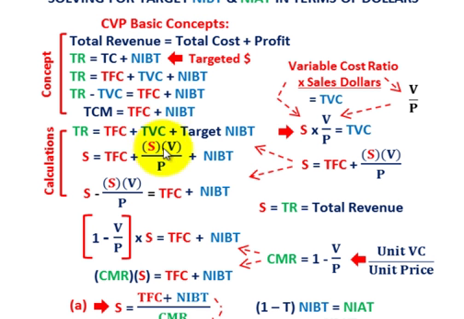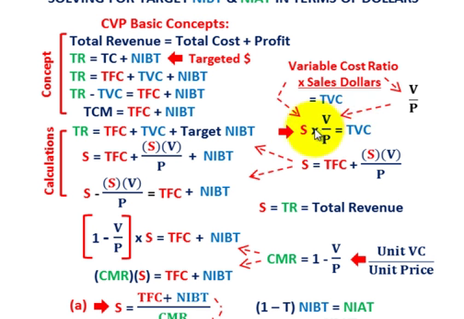Let's understand what we're looking at. Our variable cost ratio is the variable cost on a per unit basis divided by the unit price, each on a unit basis. That's our variable cost ratio. We take that times our sales dollars, and that equals our total variable cost. Again, sales dollars times our variable cost ratio, V divided by P, equals our total variable cost.